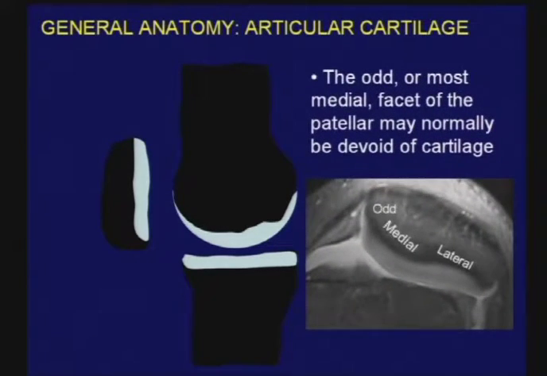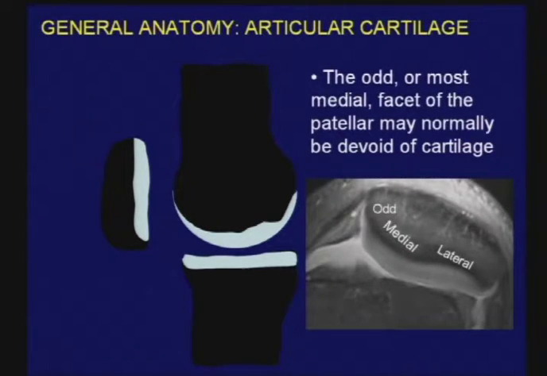There are three classic facets of the patella. They're shown here. The lateral facet, which in most of us is the broadest, a medial facet, which typically is obliquely oriented, and a most medial or odd facet, which has a steep oblique or even a vertical appearance.